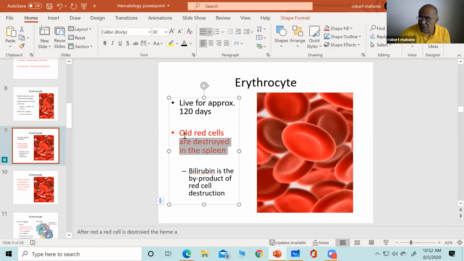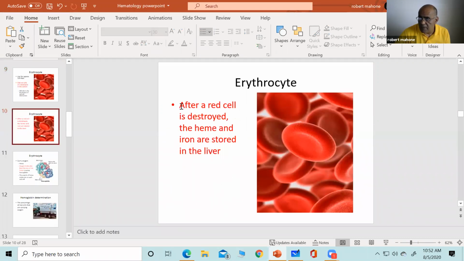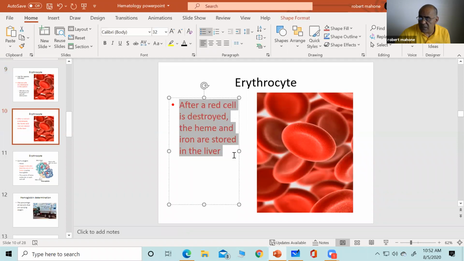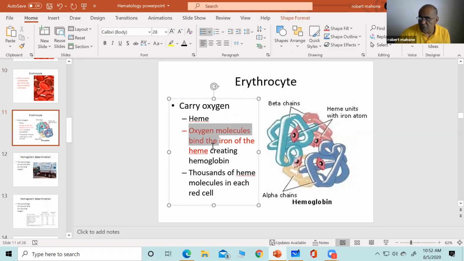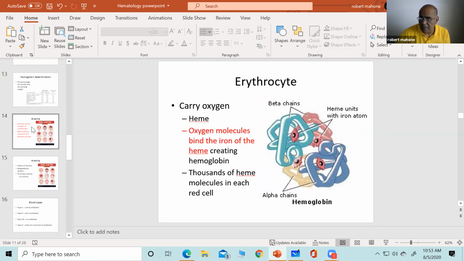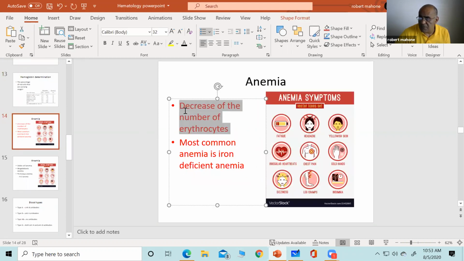Old red blood cells are destroyed in the spleen. After a red cell is destroyed, the heme and iron are stored in the liver. Oxygen molecules bond to the iron of the heme. A decrease in red cells is called anemia, and the most common form of anemia is iron deficient.